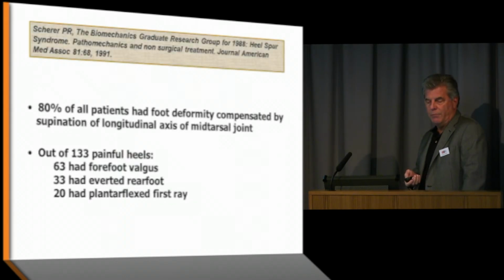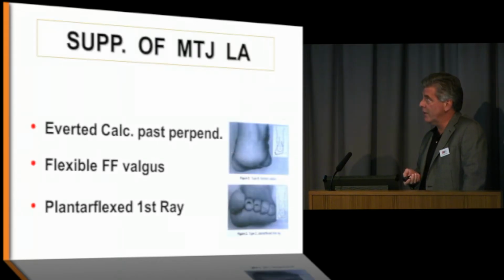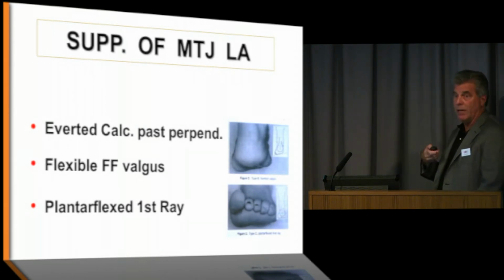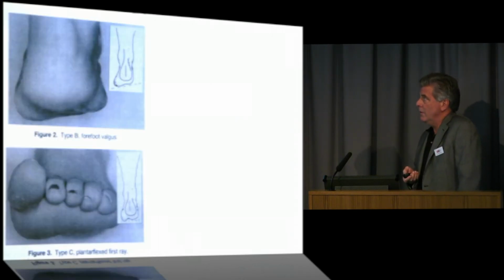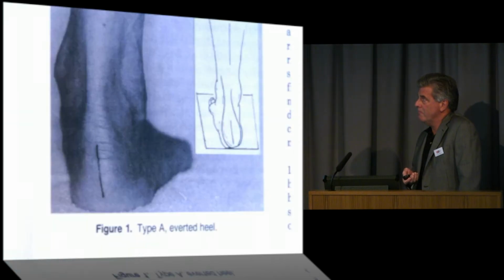Those three foot types would be either a forefoot valgus, an everted rear foot, which I showed you earlier, a fully pronated subtalar joint, or a plantar flexed first ray. All three of these foot types will cause the foot to compensate in stance by supinating around the longitudinal axis of the mid-tarsal joint. These three foot types.